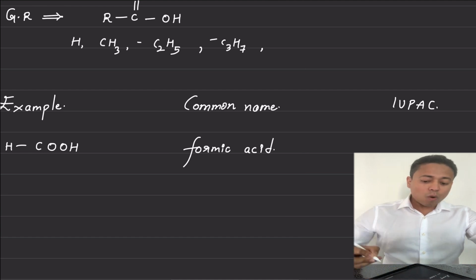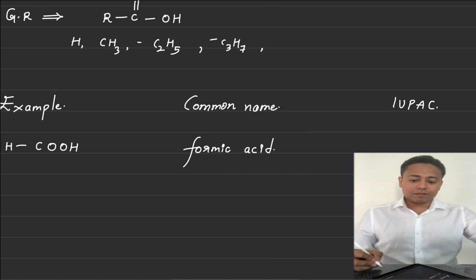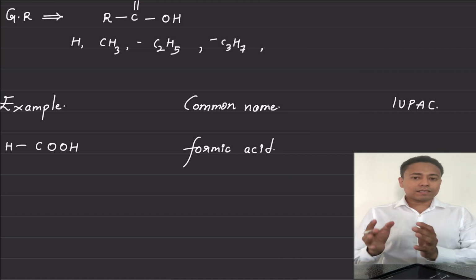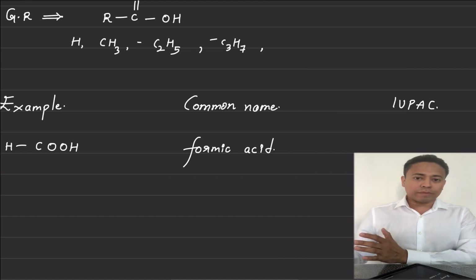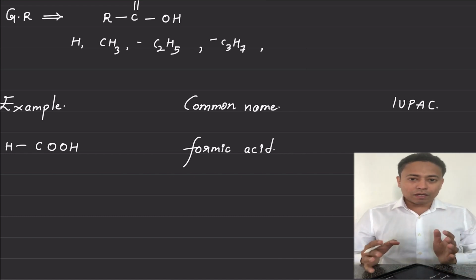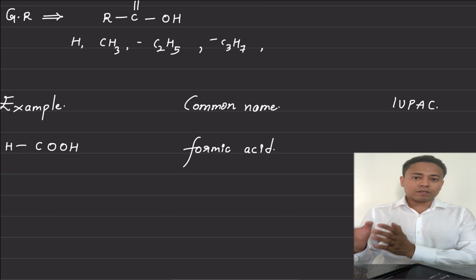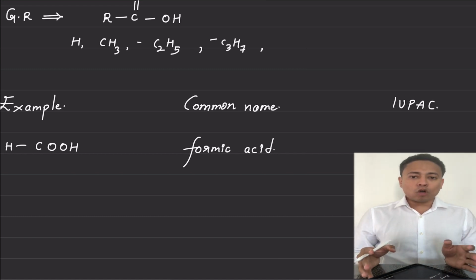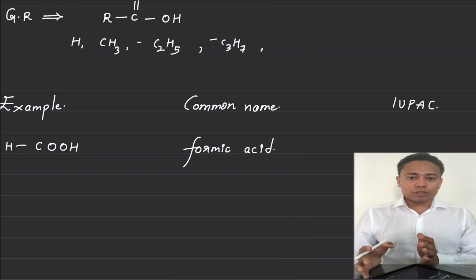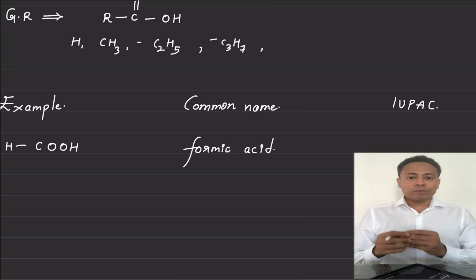Now one must be wondering, why formic acid? When we discuss the IUPAC name, it has a logic behind it. It will always have a very simple way to name a compound with respect to IUPAC. It's generally the common name which makes life a little difficult for students because they feel a common name has to be remembered.